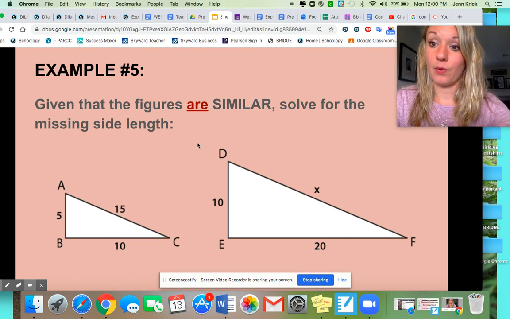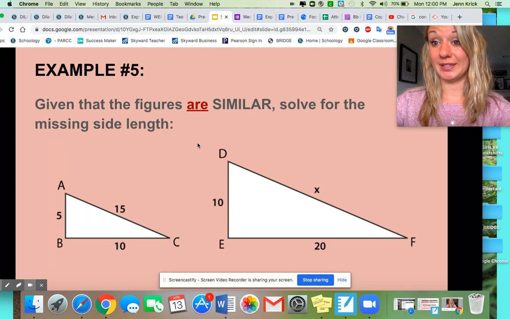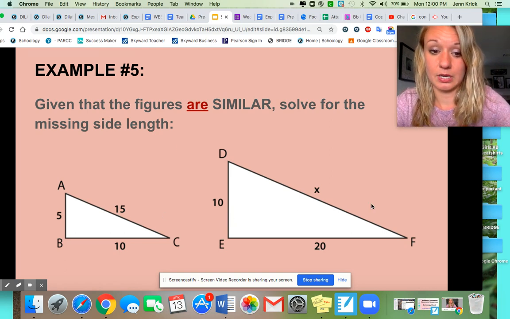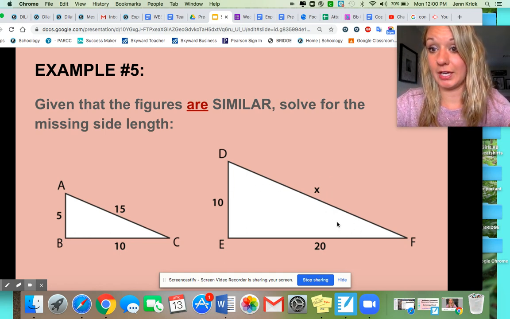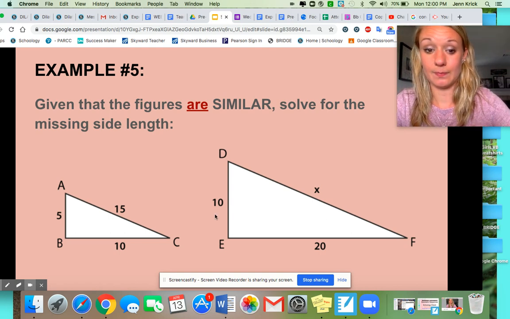All right, now let's say that we know that the figures are similar because I'm telling you that they are. Can you solve for missing side lengths? So let's take a look here. We are solving for side length DF, and if you're thinking like right triangles, we're solving for our missing hypotenuse, but we don't have to do that much work for this one.